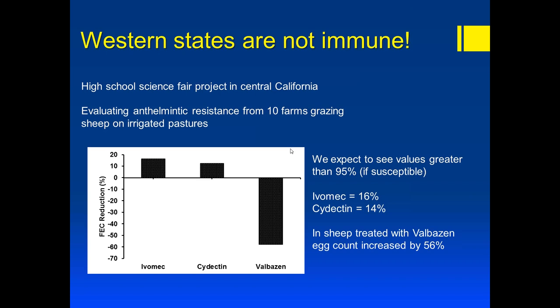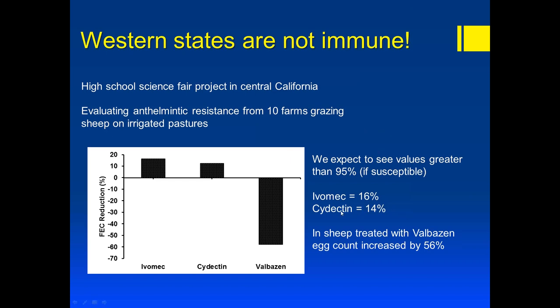If we look at what we call fecal egg count reduction, that's our way of testing efficacy of dewormers in the field. We take a fecal egg count at the time that they were dewormed, and we take another fecal egg count 2 weeks later. We subtract those two numbers, divide by the original number, and then we get a percent of fecal egg count reduction. So Ivermec, one of our favorite drugs to use in this scenario, had a fecal egg count reduction of 16%. We normally expect, if a drug is highly effective, about a 95% fecal egg count reduction. We're getting 16 with Ivermec.